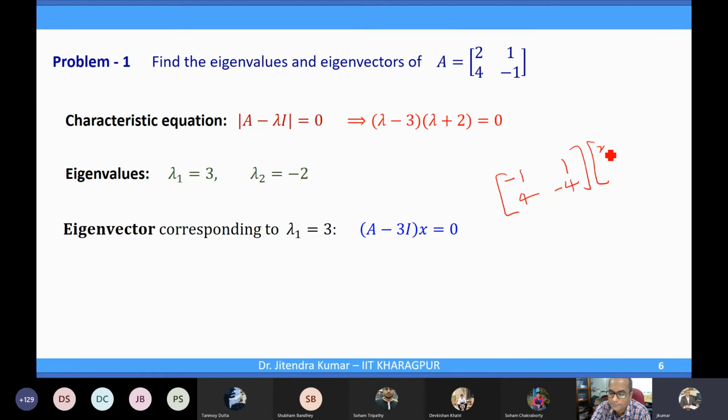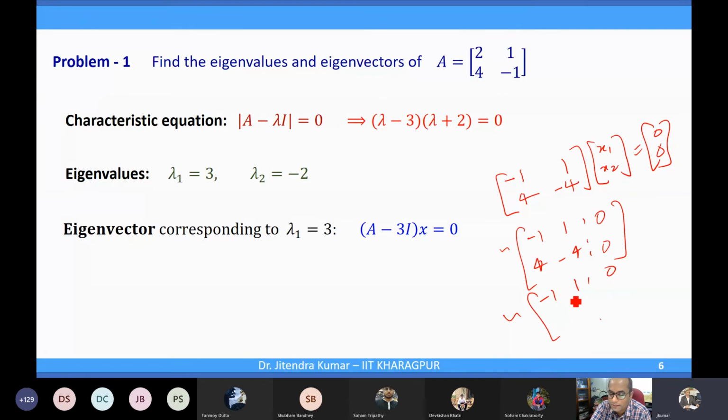And then you have x1, x2 equal to 0. Yeah, this is your system of linear equations. Or the augmented matrix will be -1, 1, 4, -4, and then 0, 0, which you can reduce. So -1, 1, 0, and then here you will get 0, 0, 0. Correct? So you have one free parameter. So x2 you can choose anything, alpha, and then x1 will also be alpha, because here the equation says both are equal.